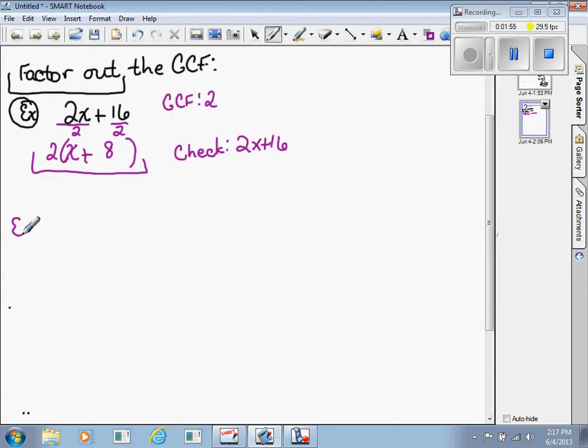Another example would be 24x squared y to the third plus 32xy squared minus 40x squared y.